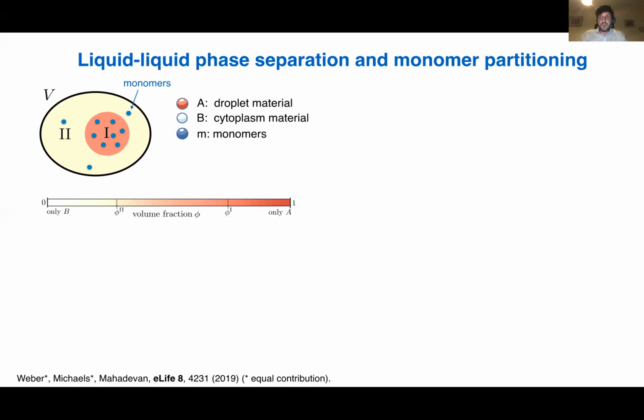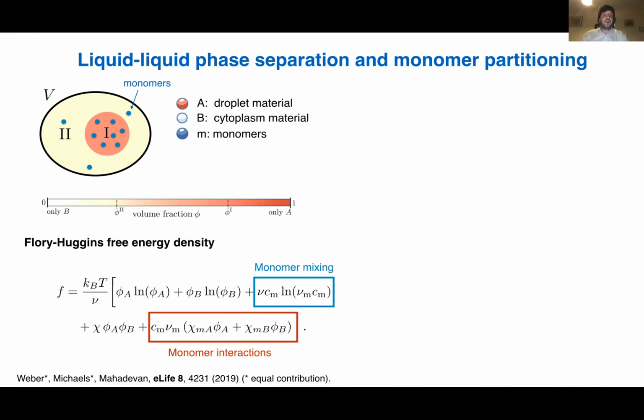And so we have to ask, first of all, what happens if we add monomers into this picture? The monomers now are going to play the role of the clients. So the way to do that is to extend the Flory-Huggins free energy from before to include monomers. So we will have a monomer mixing term, and we will also have monomer interactions with the droplet material A and with the surrounding material B.